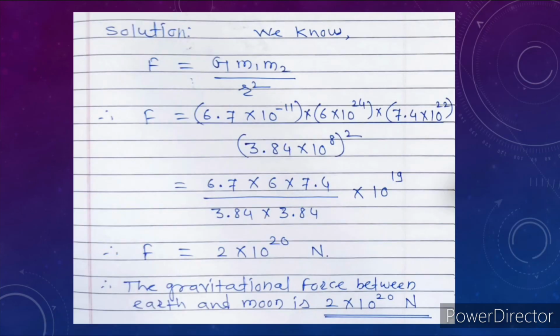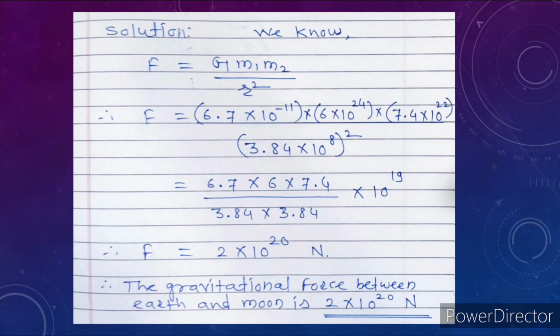Solution. We know F is equal to G m1 m2 upon r square, and therefore F is equal to value of G, that is 6.7 into 10 raised to minus 11 into value of m1, that is 6 into 10 raised to 24 into value of m2, that is 7.4 into 10 raised to 22 upon value of r, that is 3.84 into 10 raised to 8 whole square.